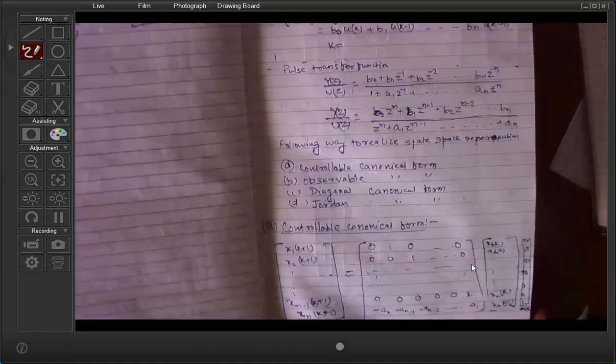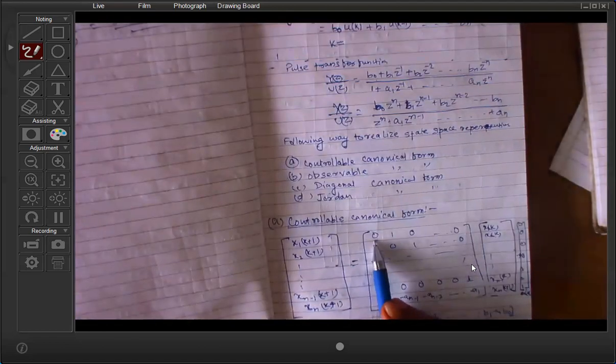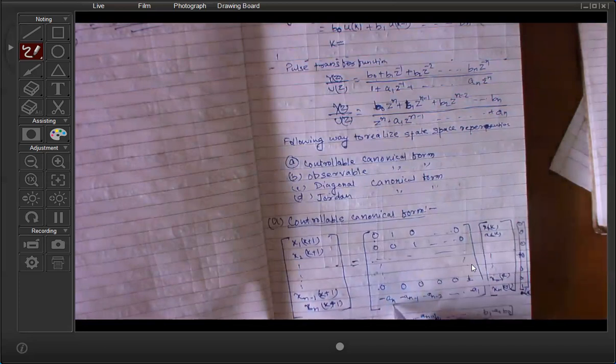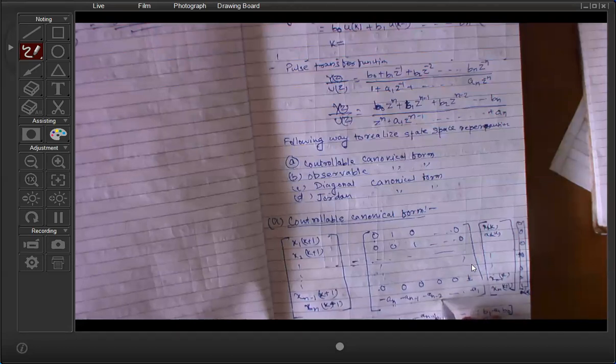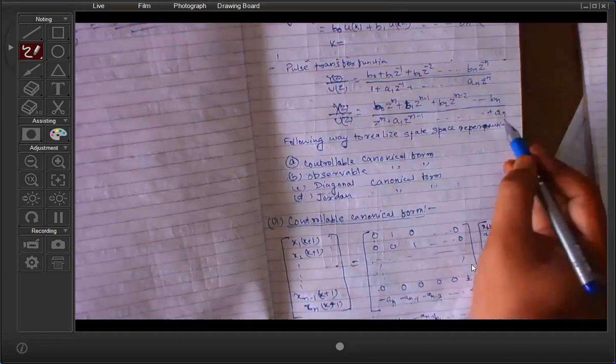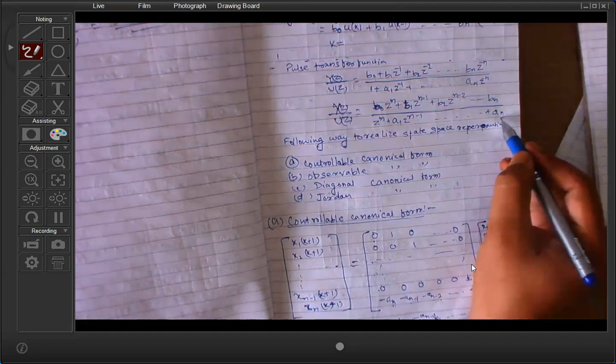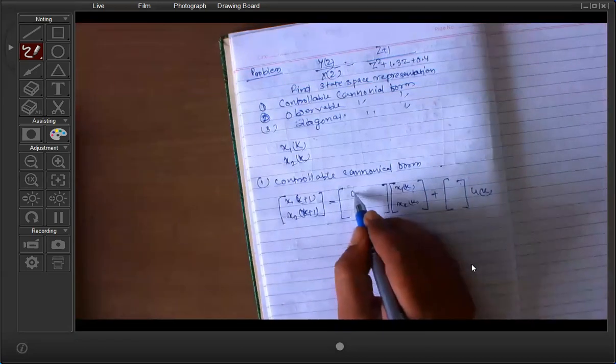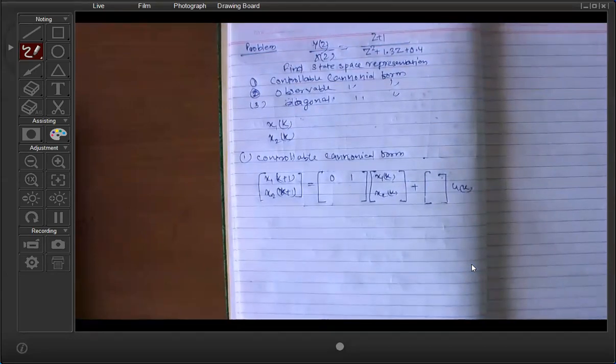Now in controllable canonical form, the first row is 0 1 0 0 0 0 up to xn, 0 0 1, and the elements of the last row are minus an, minus an minus 1, minus an minus 2. That is the coefficient of the denominator. Yes or no? So the first row becomes 0 1, and the second row, first element.